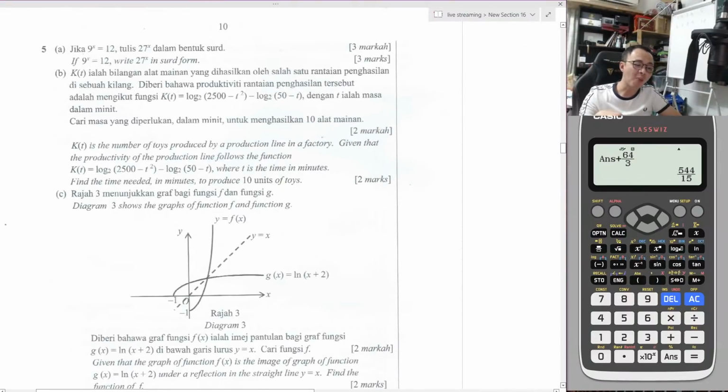Okay, number 5. They give us 9 power x equals 12, and then they ask us to write 27 power x in the form a root 3.